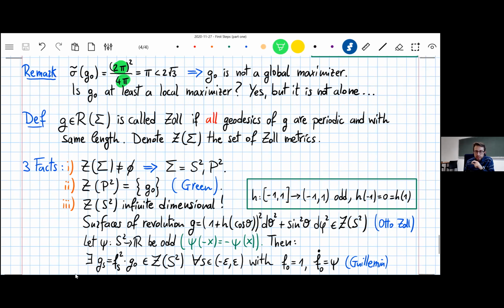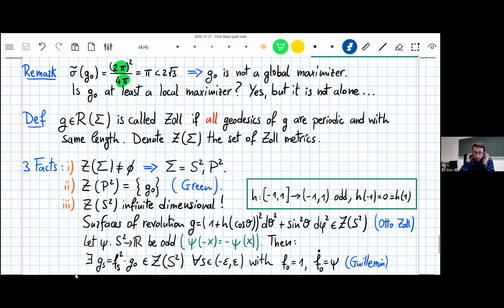And people started suspecting that G0 is at least a local maximizer. Meaning that if I start with the round metric and I deform it a bit, then I cannot make the systolic ratio bigger. In the large, I can, because I have these Calabi-Croke examples. But in the neighborhood of this round sphere, there was this question to ask if this was possible or not.